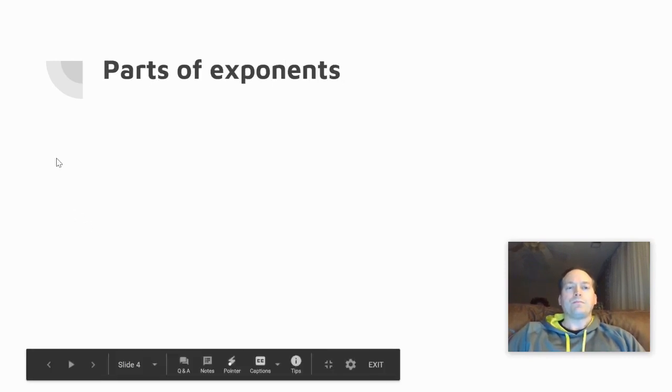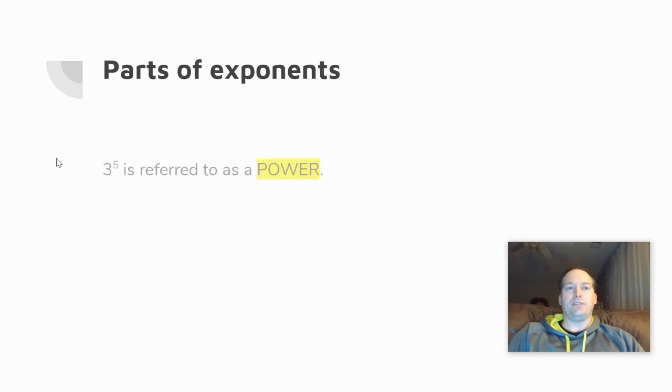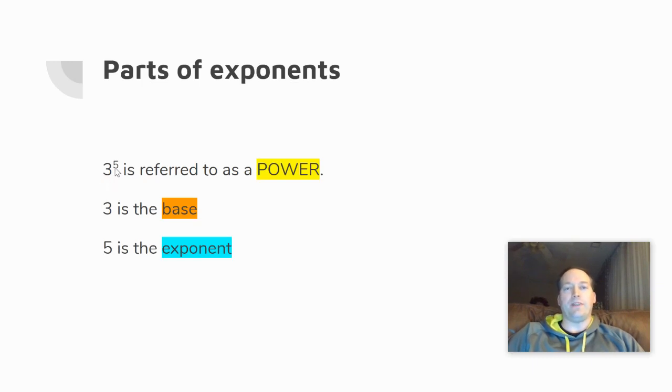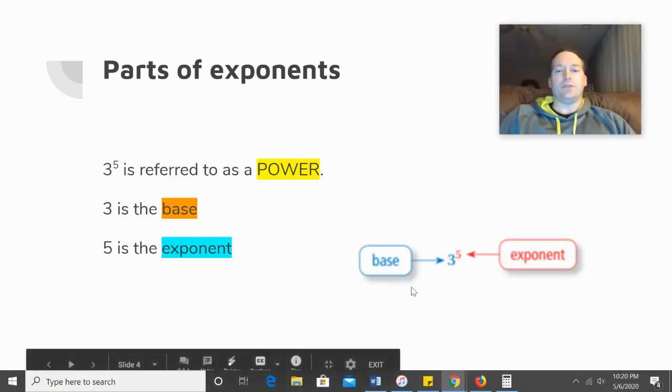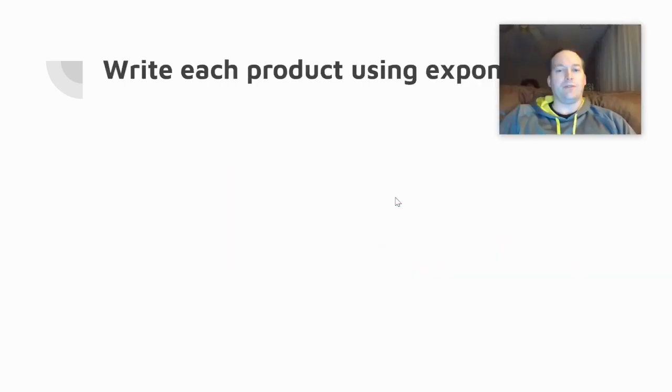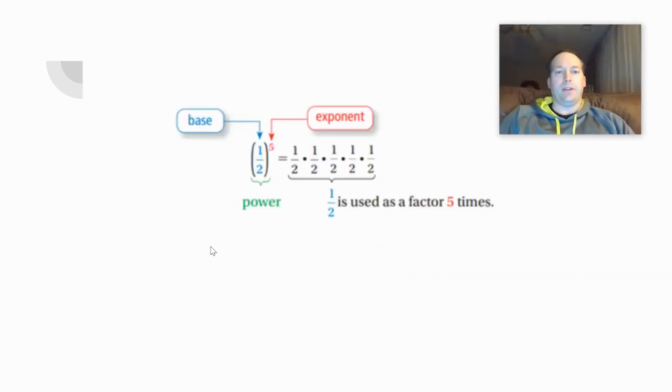So let's look at the different parts of the exponent. This is referred to as a power. There's different parts of it. 3 is what's called the base. 5 is what's called the exponent. If I were to read this, I would say 3 to the 5th or 3 to the 5th power. That's also allowed. So again, this is the base. That is the exponent. Sometimes it's also referred to as the power. Depends on what you're looking at.